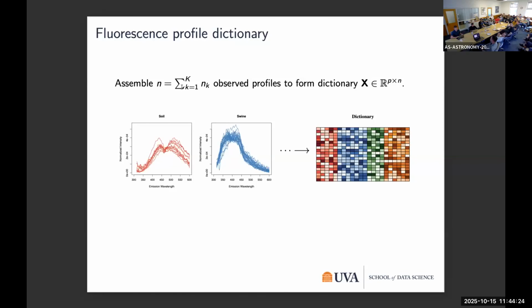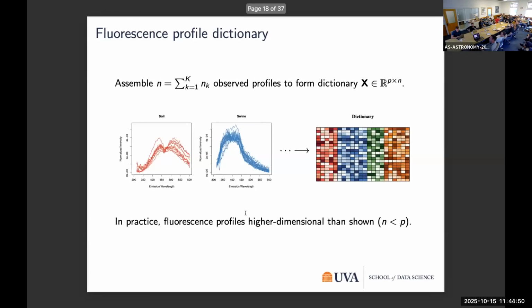All right, so in the next set of notations, I just want to note that what we do is we assemble all of the observed profiles. So we have n sub k from each source category. We're going to have little n as the total number of profiles. And we're going to take all of those and we're going to form what we call a dictionary of spectra. You can imagine the wavelength of the spectra being the rows of this matrix, and then the cell intensities in this diagram being like the height of the emission intensity here, or the fluorescence intensity.